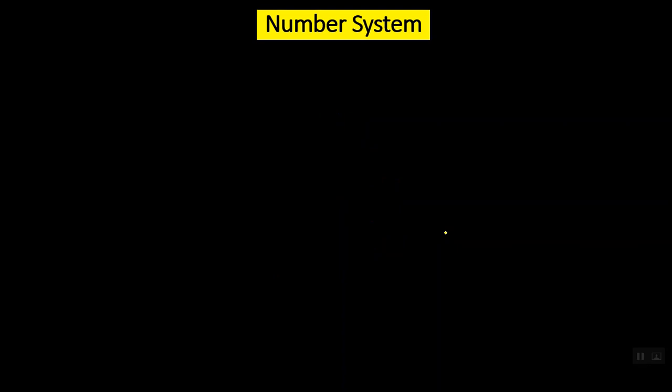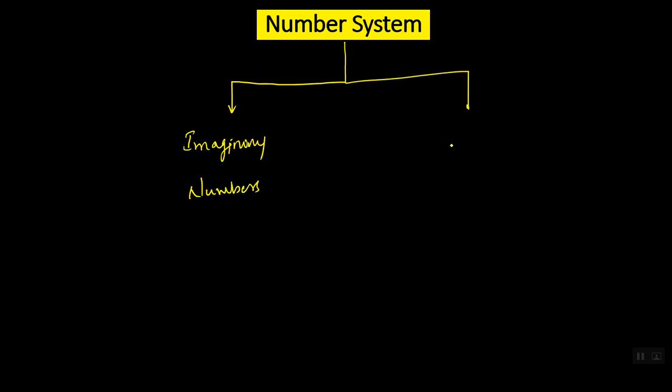So when we think about maths, it comes to our mind that we have to do something with numbers. So it's very important to know how the numbers are categorized. In general, numbers are divided into two types. One type is called imaginary numbers, and the other type is called real numbers. Let's see what we mean by these. What are imaginary numbers?